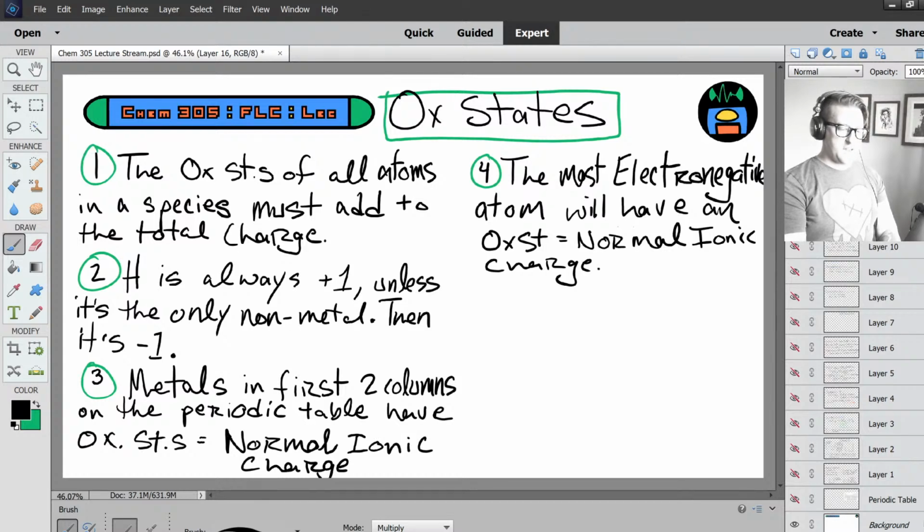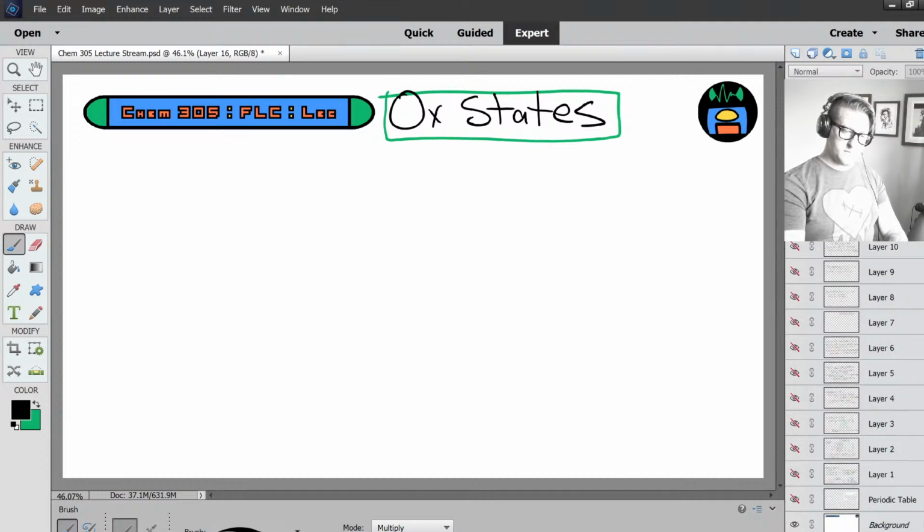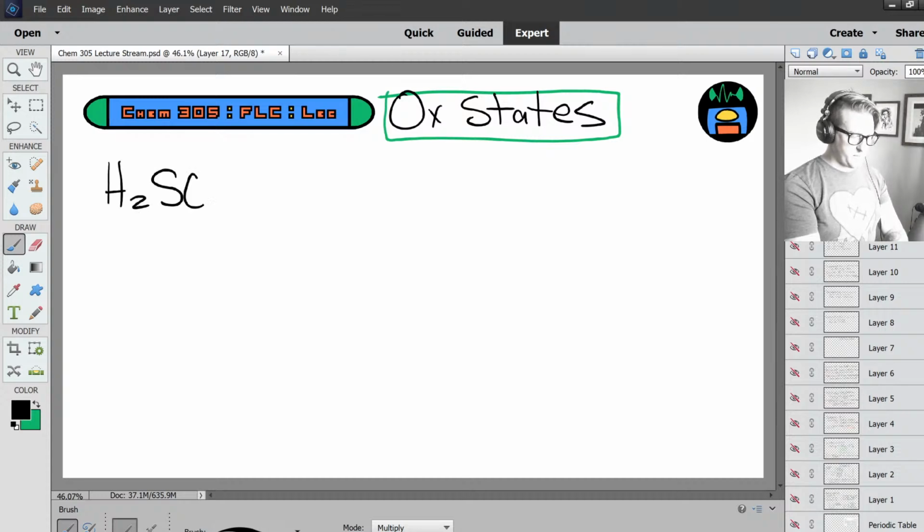All right, and we can now use all of these rules in tandem to assign oxidation states for compounds like the following. I'm so sorry. My intention is not to scare the study group. Let's assign oxidation states for sulfuric acid.